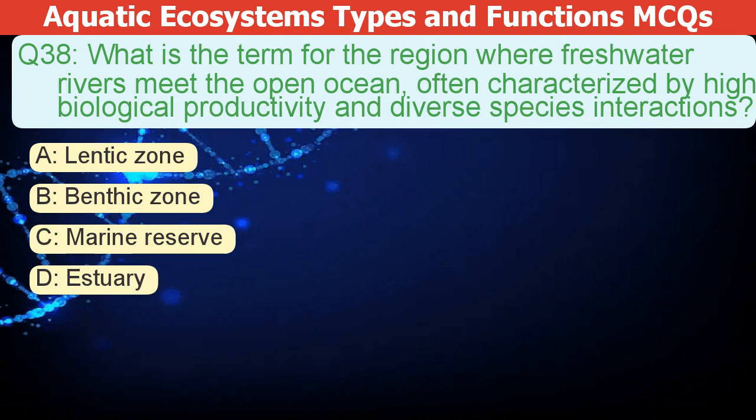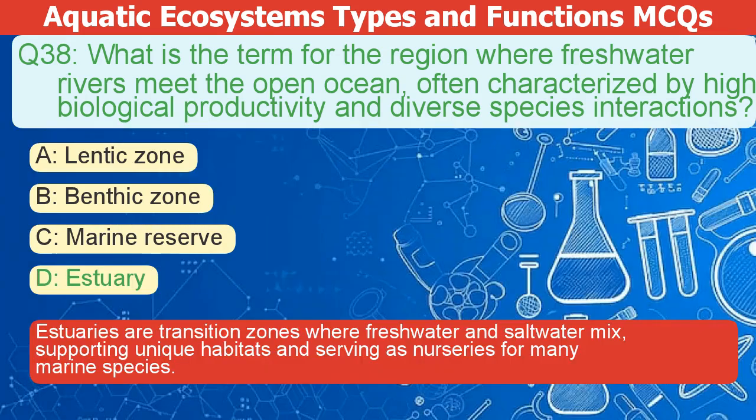What is the term for the area where a river meets the ocean, characterized by fluctuating salt levels and biodiversity? A. Estuary. B. Lagoon. C. Inlet. D. Mouth. The correct answer is A. Estuaries are areas where freshwater rivers meet the saltwater of the ocean, creating a unique ecosystem.